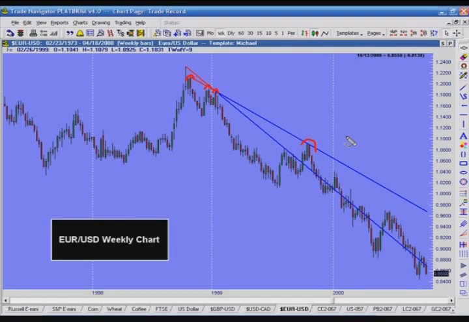So blow-offs are something you need to be mindful of, and they're not hard to identify, but you still need to learn to identify them, and they have certain characteristics that make them stand out. So keep this in mind when you apply channel lines.